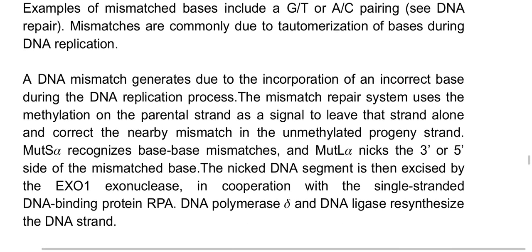Examples of mismatched bases include a G-T or A-C pairing, where mismatches are commonly due to tautomerization of bases during DNA replication. A DNA mismatch is generated due to the incorporation of an incorrect base during the DNA replication process. The mismatch repair system uses the methylation on the parental strand as a signal to leave that strand alone and correct the nearby mismatch in the unmethylated progeny strand.